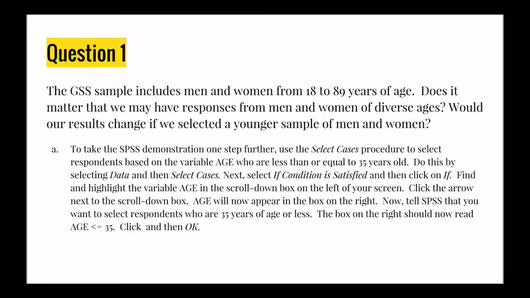So we can do this by selecting Data and then Select Cases like we've done before. Next, we're going to select the If Condition is Satisfied box and then click on If. We find and highlight the variable age in the scroll down box on the left of your screen. Click on the arrow next to the scroll down box. Age will now appear in the box on the right. Now tell SPSS that you want to select the respondents who are 35 years of age or less. So the box on the right should now read age less than or equal to 35, and then we click OK. I'll show you how to do that here in SPSS.